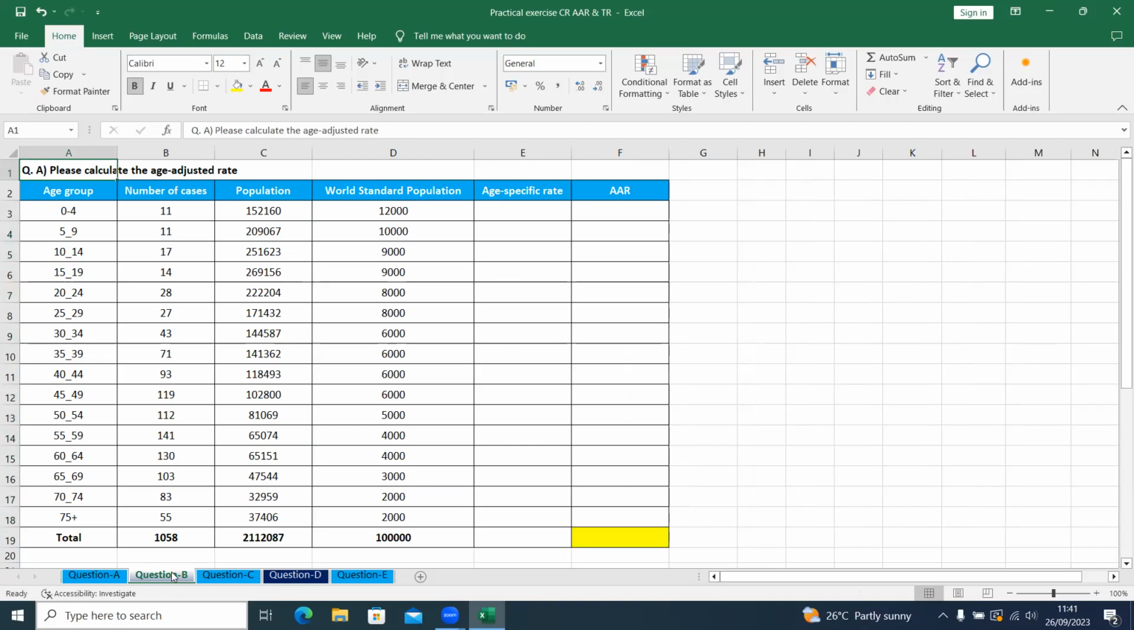Please click on the next sheet, question B. Now here, the question is to calculate the age adjusted rate, or age standardized rate. Both are similar, age adjusted or age standardized rate. Here I have mentioned the additional variable, that is world standard population, for your reference. Now, can anyone tell me what is my first step to calculate the age adjusted rate? What would be my first step?